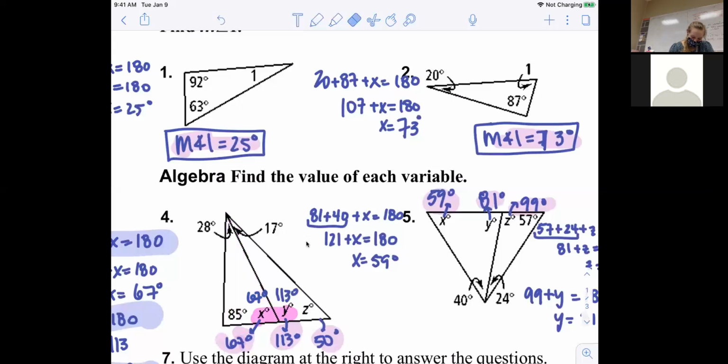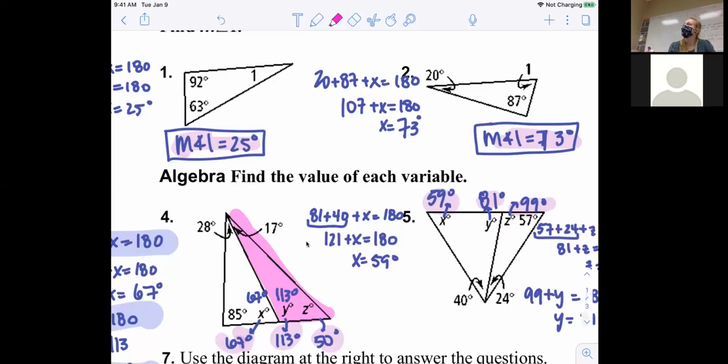Once I have y, then I have 17, 113, and then z. And then again, I can add those up and subtract from 180. What a lot of people did is they knew how to get x, but then they didn't know how to get the y, and then they couldn't find the z. So use the linear pair idea in order to figure out what your connecting angle is, and then it'll be easy on both of the other sides.